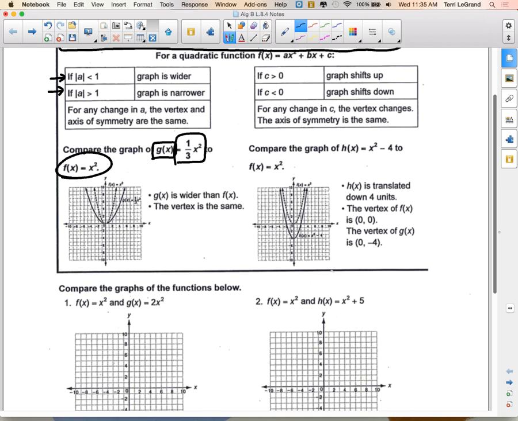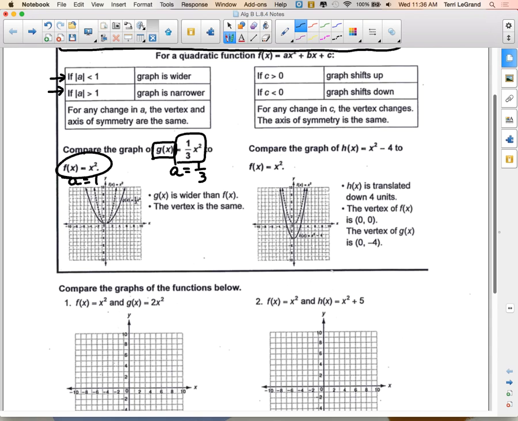Let's write that here. This one has an a value of 1. This one has an a value of 1/3. And notice what happened on the graph. Look at the graph and find which one is the parabola of f of x. The dashed line one is f of x equals x squared, and the solid line one is g of x equals 1/3 x squared.